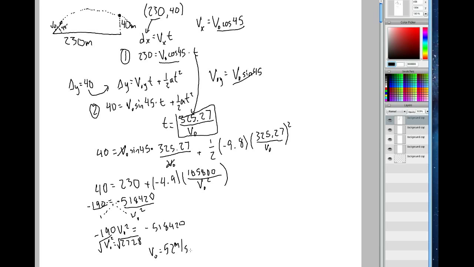So, in this case, this would be part A, the initial speed. And so the next part, I believe, is to find the total time it takes to get to the wall. Well, all you do now is plug in 52 into V naught, so you get 325.27 divided by 52, and you get a total time of 6.2 seconds.